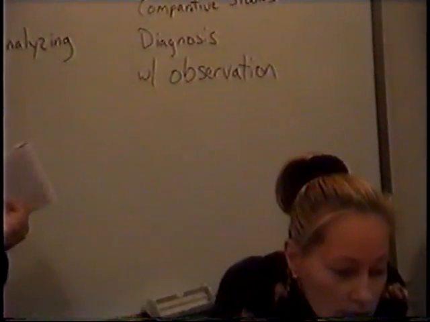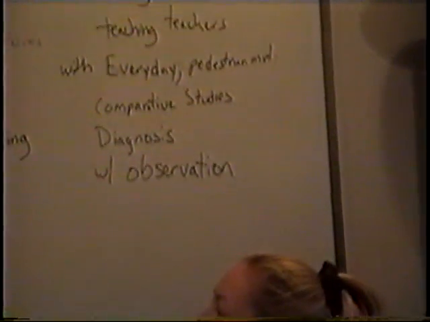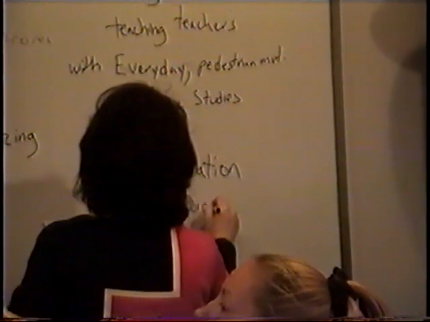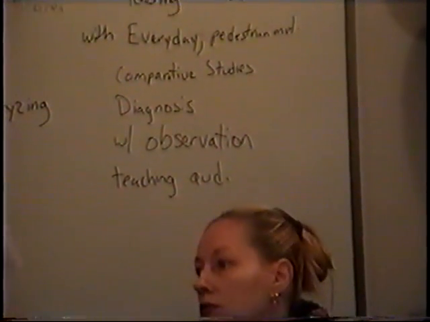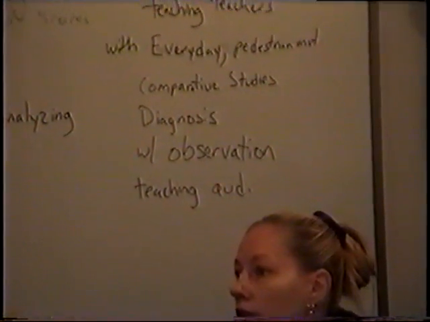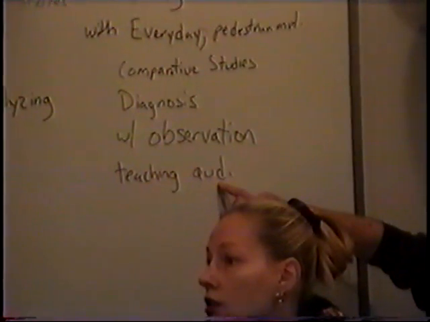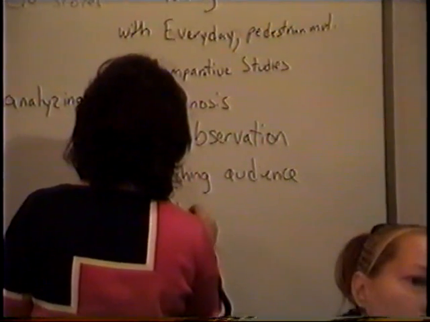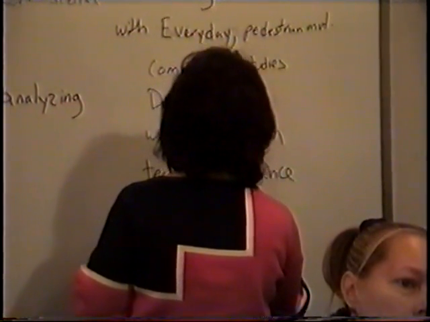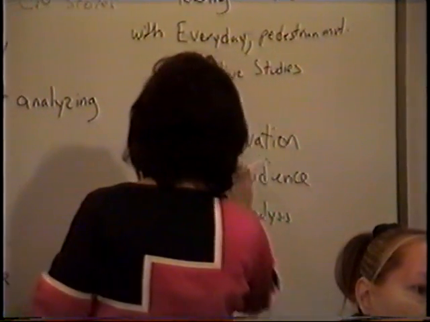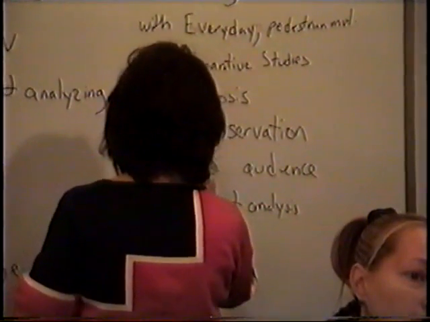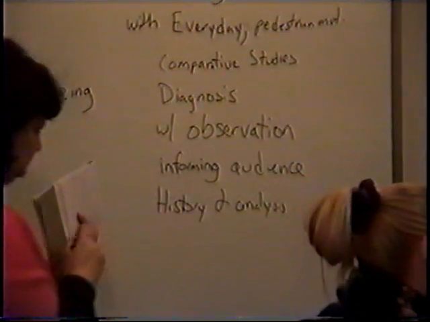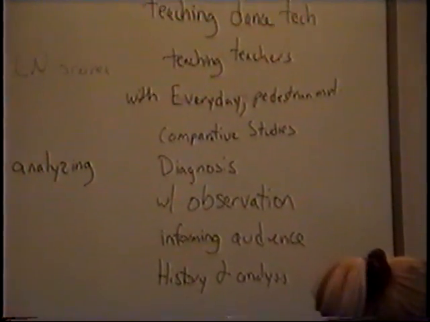Teaching audience. It says history and analysis. Teaching, right. It's actually more informing an audience how to look. You're not teaching them, you're informing them how to observe. But you're teaching the students. Let's get to the dance, the dance critics. There you go. Yeah, it's the next step.